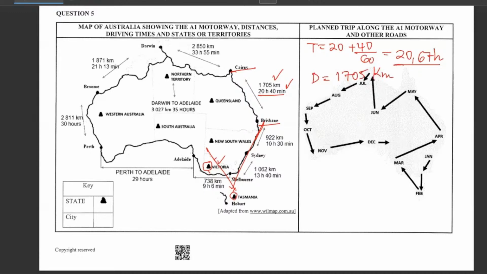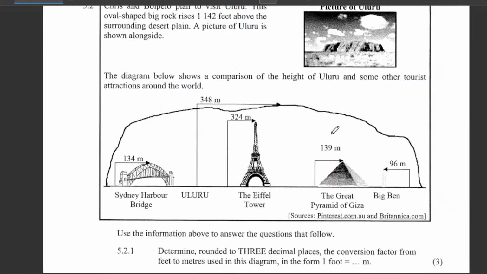It's already in kilometers. So the speed was supposed to be... so we get the speed as that much. We divide it by 20.6 hours, and it's 82.49 kilometers per hour. That's the speed.